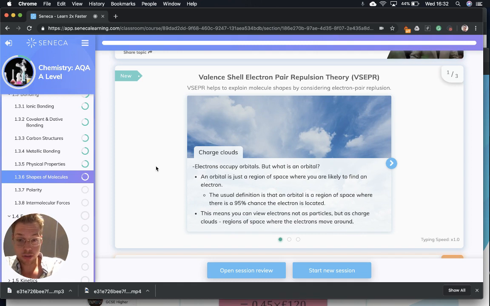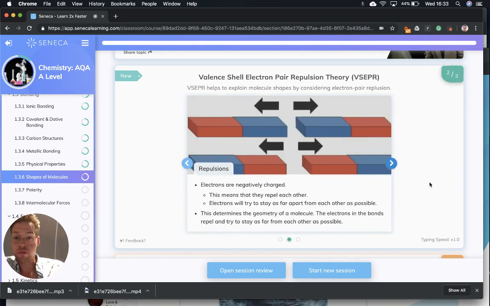Now, electrons occupy orbitals, but what is an orbital? An orbital is just a region of space where you are likely to find an electron. The usual definition is that an orbital is a region of space where there is a 95% chance the electron is located. This means you can view electrons not as particles, but as charged clouds, regions of space where electrons move around. Next, we need to talk about repulsions.